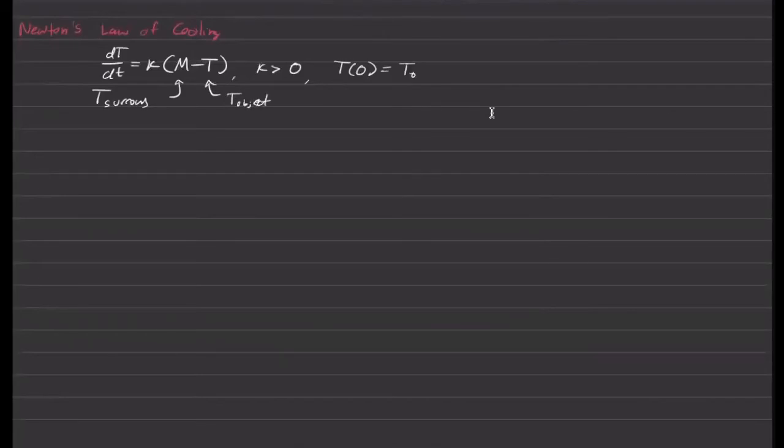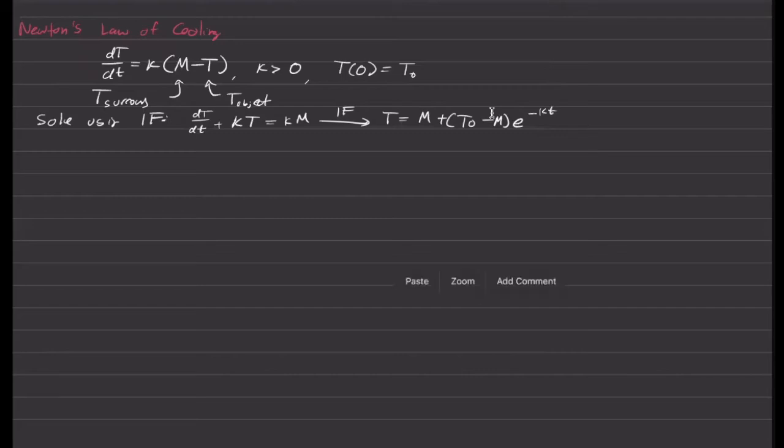The way you can solve this is using the integrating factor method. So let's rearrange this into a form that we're familiar with: d big T over d little t plus k times T is equal to km. This is just a rearranged form of the same differential equation. We apply the integrating factor method, which I won't get into here, but your end solution is going to be T is equal to m plus T naught minus m times e to the negative kt. And I think this would also be better expressed with an example.